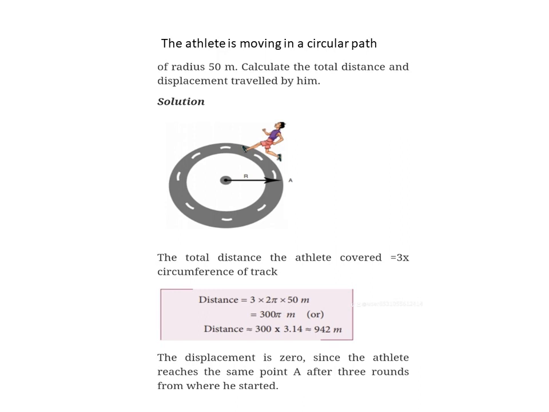The displacement is 0 since the athlete reaches the same point A after 3 rounds from where he started.